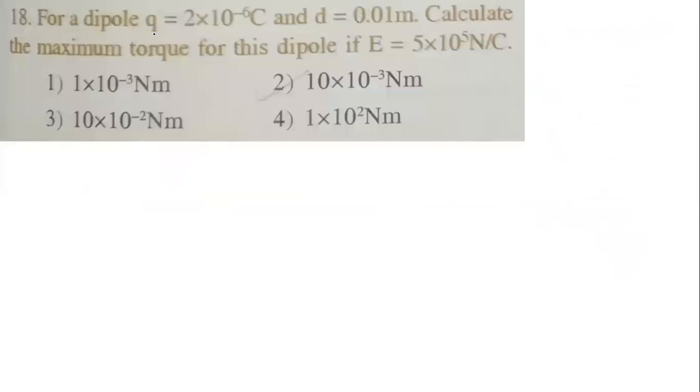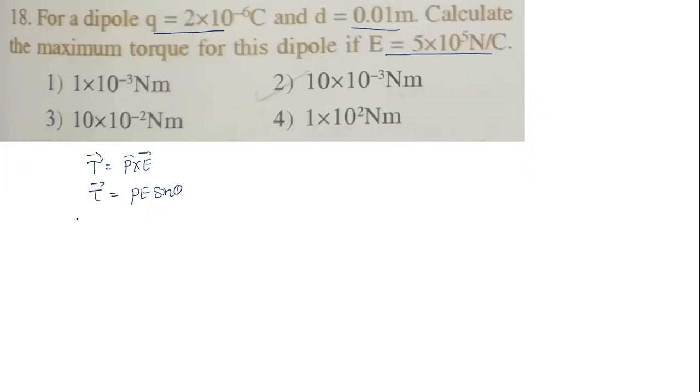For a dipole of charge, this is given. Okay, magnitude is given, distance is given. Calculate the maximum torque of this dipole if the electric field is this much. So to calculate torque, what is the formula for torque? Torque tau is given by what formula? P cross E. So this is given by torque equal to P E sine theta, where theta is the angle between them.